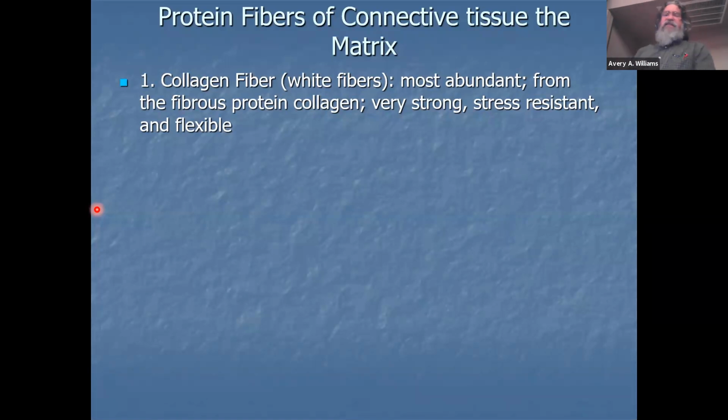So collagen, and everybody's heard of collagen, is a very common animal protein. Now, it can exist in other forms. It doesn't have to occur as these little tow straps or fibers. It can be in different forms, but we're going to look at a lot of these fibers.